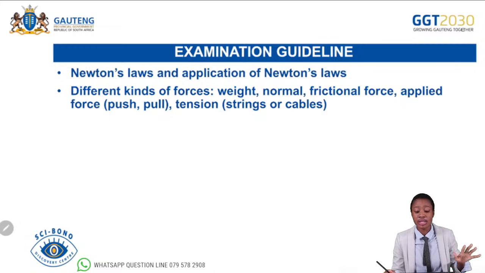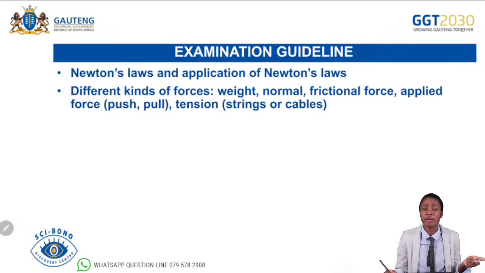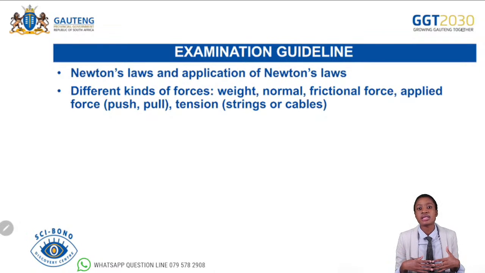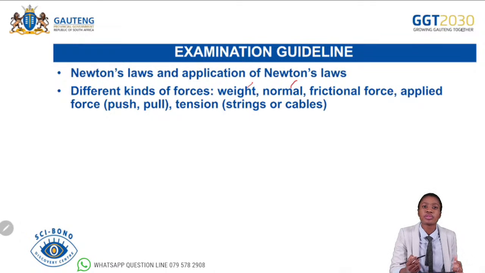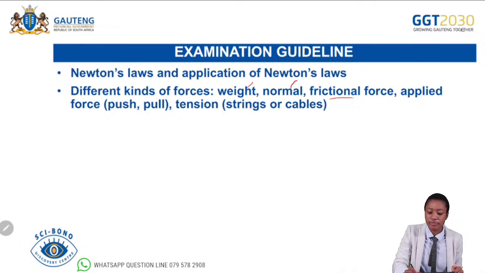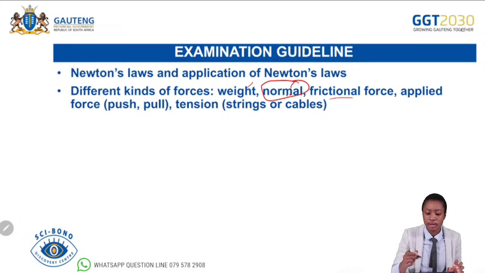Then we are looking at weight, right? We're looking at the normal force, and we will look at them using free body diagrams as well as force diagrams. When we're looking at weight and normal force, they normally work opposite to each other, right? Then we have frictional force. When we're looking at the normal force, we are looking at the force that is exerted by the surface of the object, basically. So it's exerted by the surface that the object finds itself on.